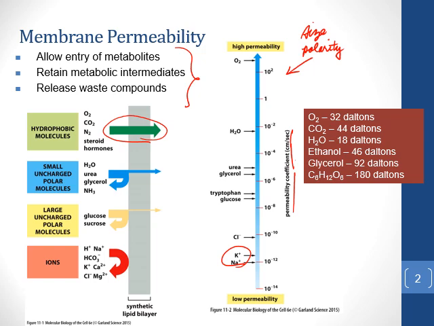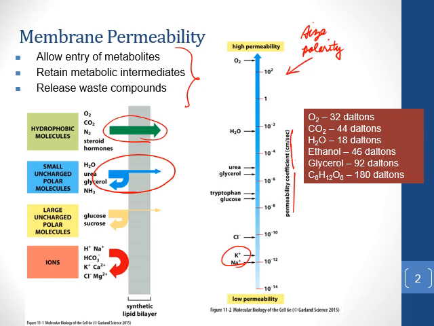Now, what about molecules that are not hydrophobic? What if they're polar? Well, if they're polar, then whether or not they move across the membrane is going to be influenced by their size. So if we look here in the second category, we've got some molecules that are polar. Water, for example, we know that water is polar. We've talked about that. We have urea, we have glycerol as examples. These are polar molecules, but they're small enough that they can still diffuse across the membrane.